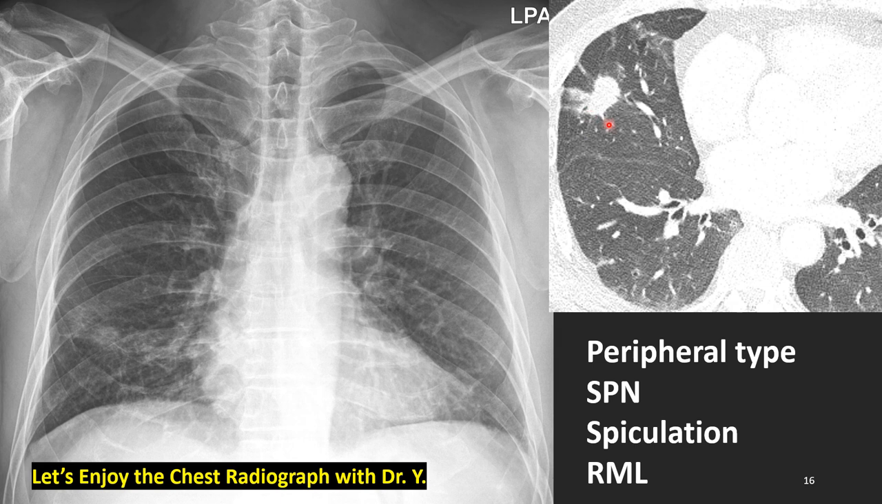Lung window setting, axial image. Yes. Nodule with many spiculations. This is the major fissure, so it's in the middle lobe. Yes. Peripheral type, solitary pulmonary nodule, spiculation. Spiculation is sometimes called corona radiata, which means the invasiveness of cancer cells, spiculation, infiltration to the surrounding lung. It's in the right middle lobe.